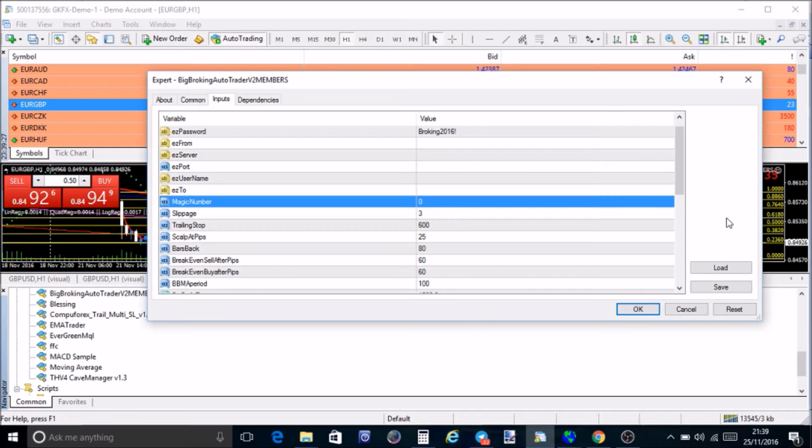Today is a very important day for us. I've finally got a working AutoTrader EA released to members of our website today. So all of you that are members, and people in the free chat room on Telegram, will know that we've been working on this for a number of months now.